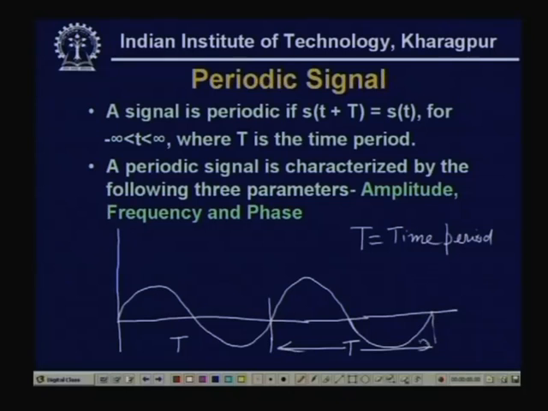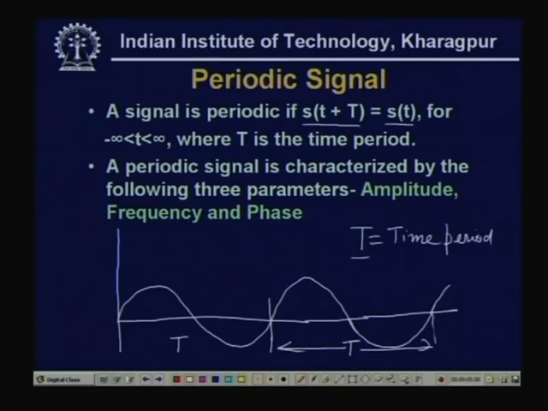Mathematically, as you can see, s(t plus T) is equal to s(t) for the range minus infinity to plus infinity of time. That means it is starting from any time, it has started long back and it is continuing, generated continuously. Then we call it a periodic signal and it has a time period T. This T, capital T, is the time period.